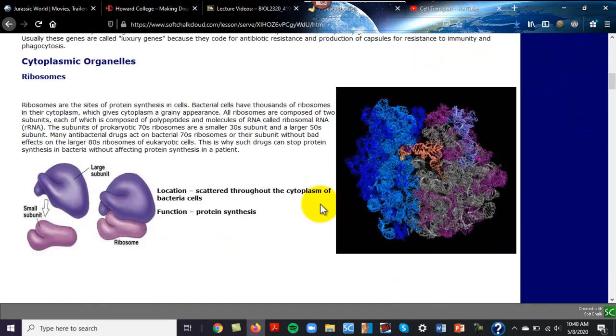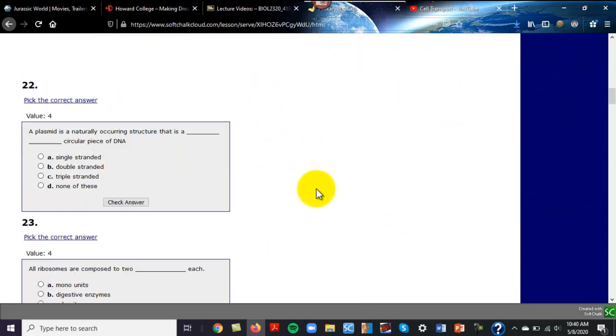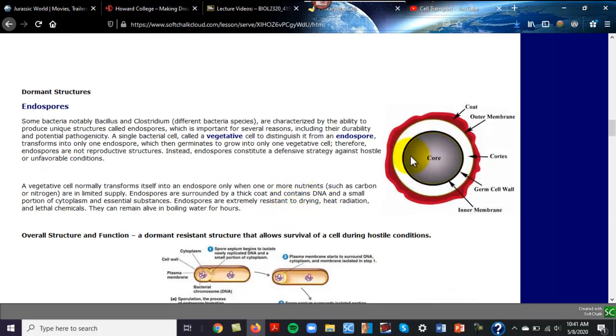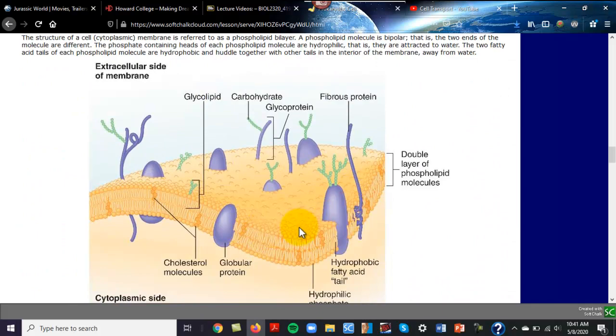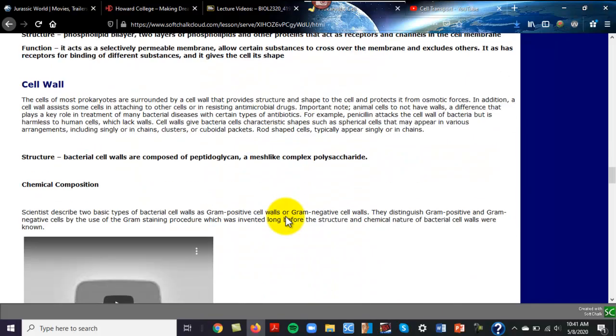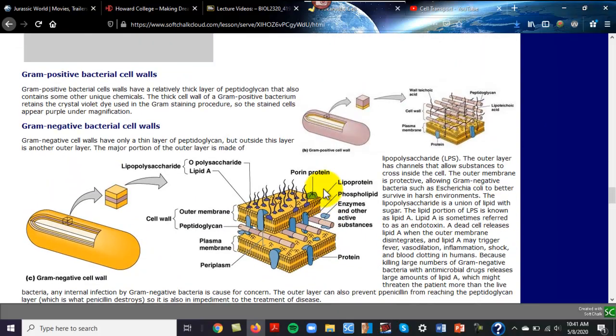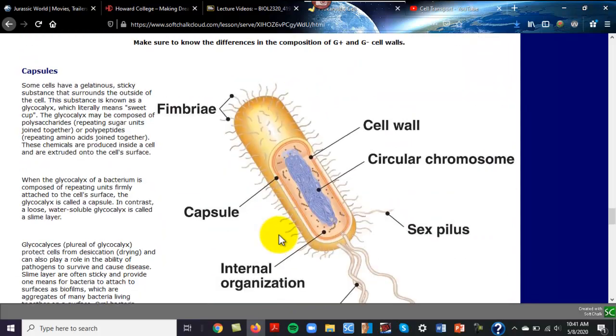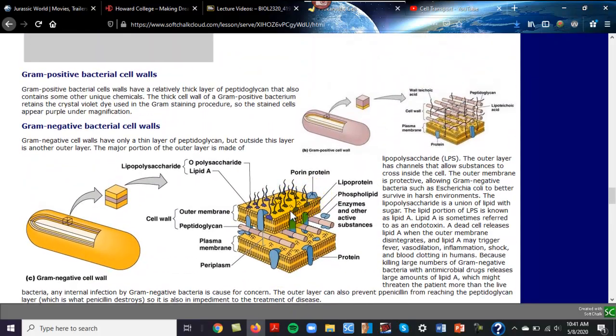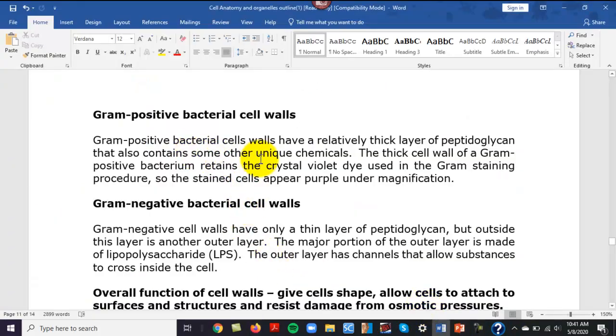Here we are. As far as organelles go, they have ribosomes. They're very simple. Here's an endospore example, and then here's a cell membrane or plasma membrane. Wow, looks like that's no longer active. But here's an example of, and we'll get to this later, the cell wall. There are cells that have a thick layer of a substance called peptidoglycan, and they're called gram-positive cell walls. That's a staining technique, and you have to do the staining technique to figure out if you have a gram-positive.